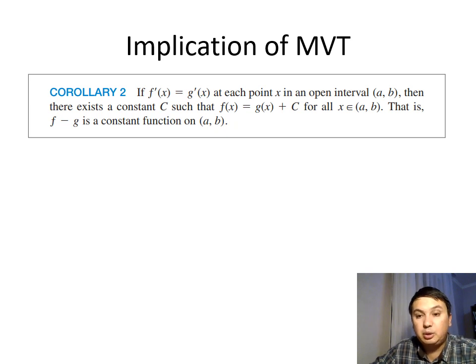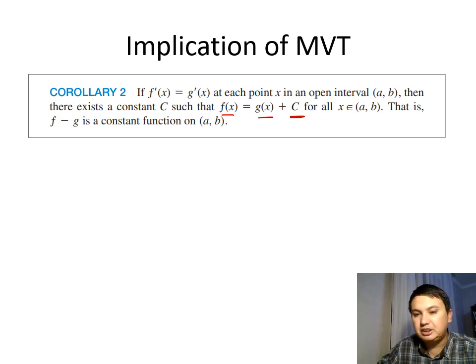Here is another consequence of the MVT, corollary 2. What it says is, if I have two functions such that their derivatives agree everywhere, so f prime of x is equal to g prime of x. I don't know about f and g, but I know that if I take the derivative of the two, they are equal. So the question is, if the derivative is equal, can I say that the functions are also equal? No, not necessarily. However, we can say that at least f of x is equal to g of x plus some constant.